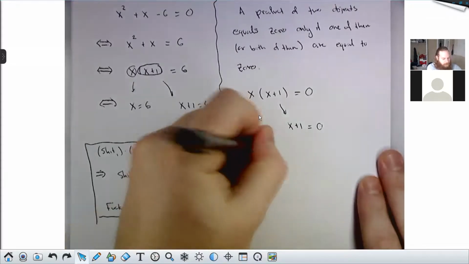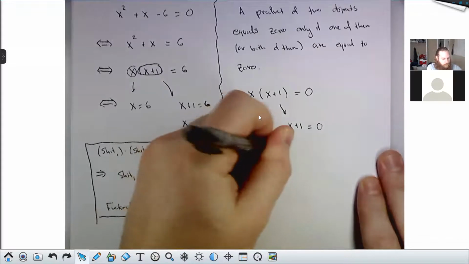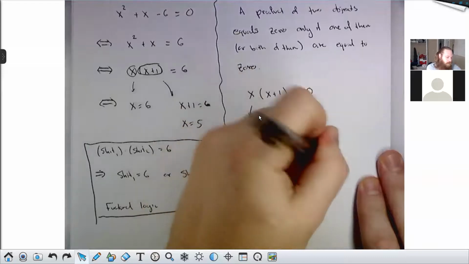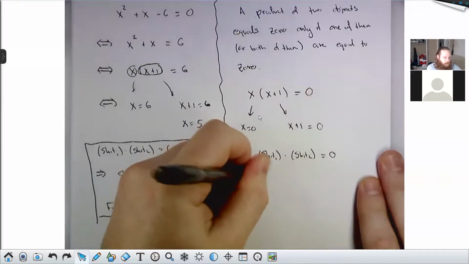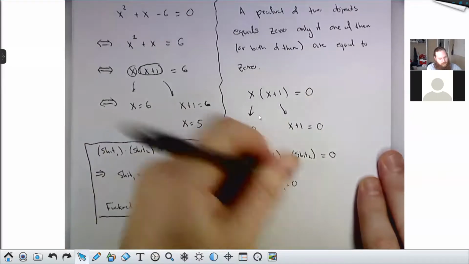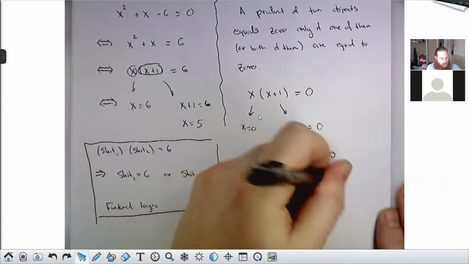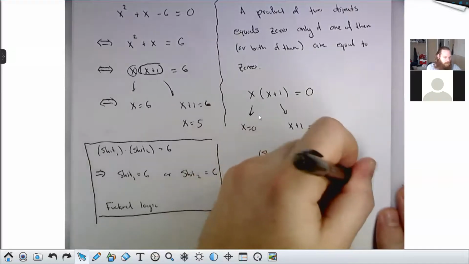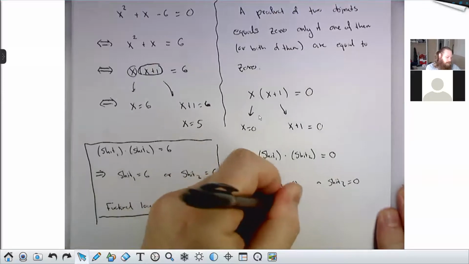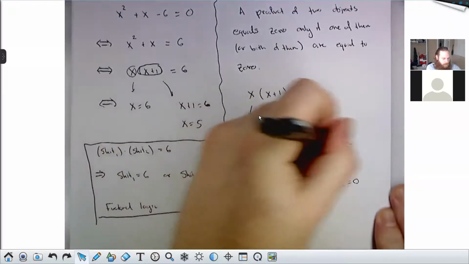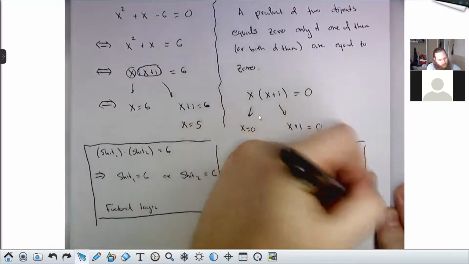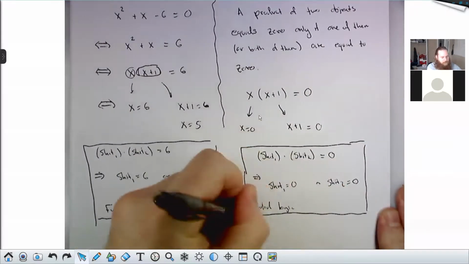But the idea that factor1 times factor2 equals 0 implies that factor1 equals 0 or factor2 equals 0. This is solid logic. Good logic. So it's the 0 that's special.